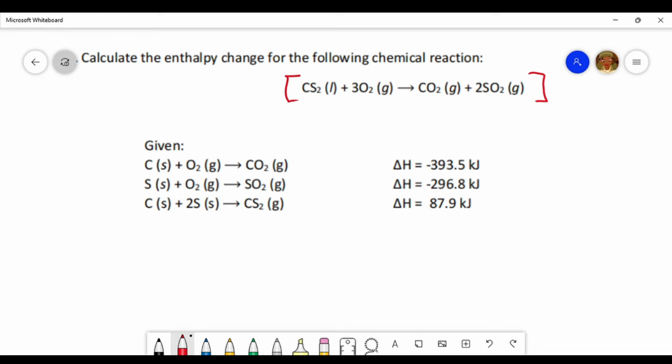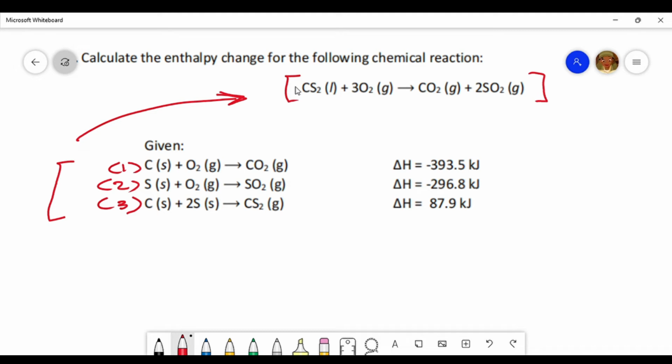So we actually have these formulas here, each with its corresponding enthalpy change. We name these formulas 1, 2, 3. So we need to solve using these given equations and come up with this one. So how do we do that?